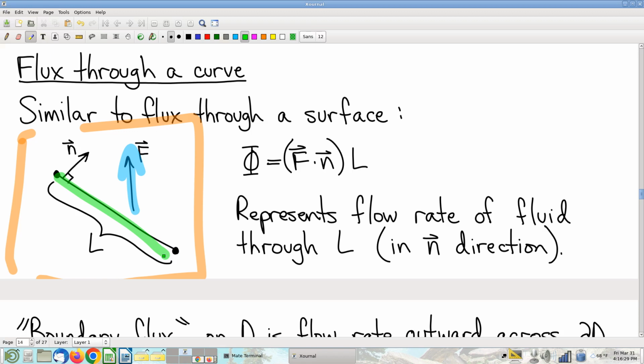And we get the analogous answer. That flux is F dot N and then times the size of whatever it is that you want to keep track of, that you want to know how much the fluid is flowing through. So this is, like I say, highly analogous to the Chapter 3 result.